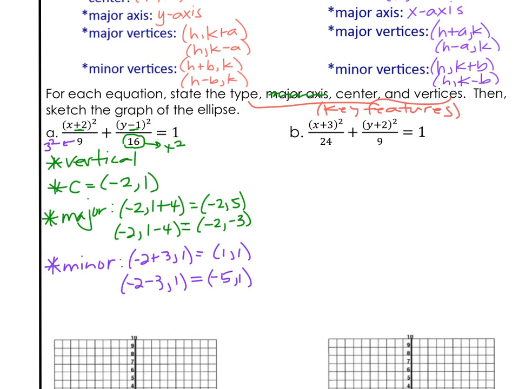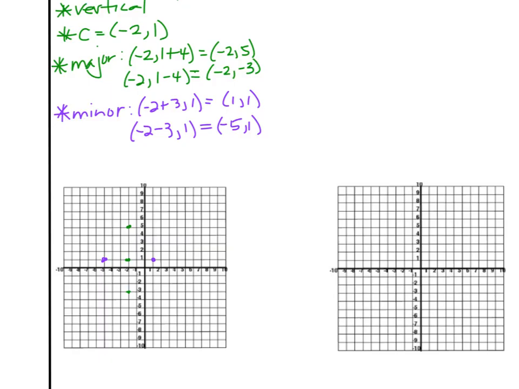Let's go ahead to the graph down below and plot them. Notice I've plotted my center at negative 2, 1, and I went up 4 and down 4 to negative 2, 5, and negative 2, negative 3. For my minor vertices, I went 3 to the right and 3 to the left at 1, 1, and negative 5, 1. Last but not least, please connect your 4 vertices to form the shape for your translated ellipse.